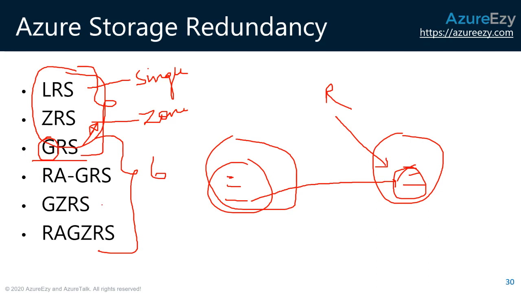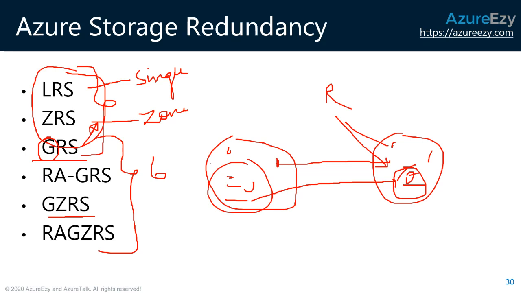But make it zone, then it will become GZRS, like three zones inside this, 1, 2, 3, and this is asynchronous, then again 1, 2, 3. Now, if you have the read access of this zone, then it will become RA-GZRS. So inside a region, it is always a synchronous replication. That is very important. And outside a region, it would be asynchronous to get to another region, and then inside the region, it would be again synchronous.